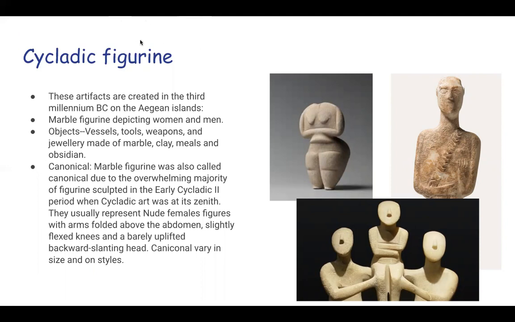Okay, so Cycladic figurines. These artifacts were created in the 3rd millennium BC on the Aegean islands. These marble figurines depict women and men. The objects, vessels, tools, weapons, and jewelry were made of marble, clay, metals, and obsidian.